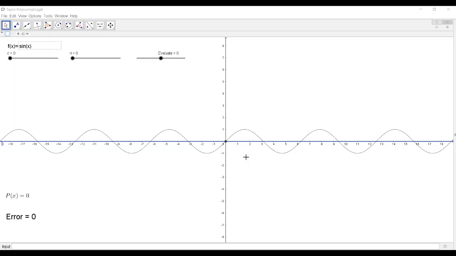We're going to take a look at a visual representation of a Taylor polynomial. Up here in the top left, you see the function that we have on the screen right now is the sine of x. Right now, we have a 0th degree Taylor polynomial, and that's actually the x-axis right now. That would just be y equals 0. And right now, our center is at 0.